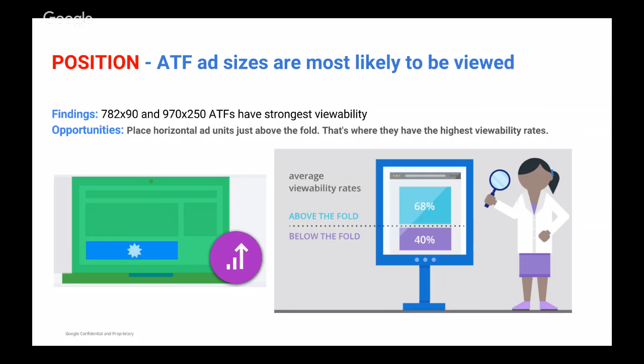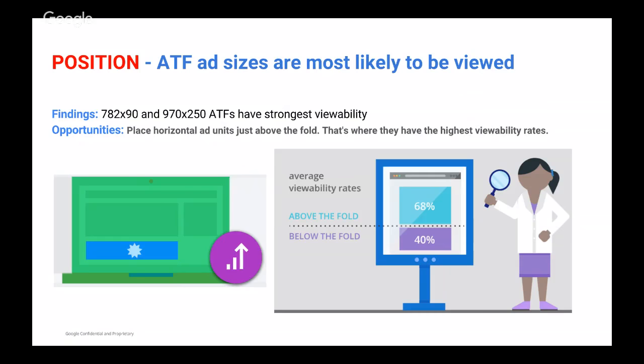So one of the things that I would like to call out is the above the fold and below the fold sections of a site. If we look at the average viewability rates, it's obvious that above the fold performs better than below the fold. Usually ad viewability above the fold is 68%, and below the fold is 40%. And remember, we're talking about desktop.